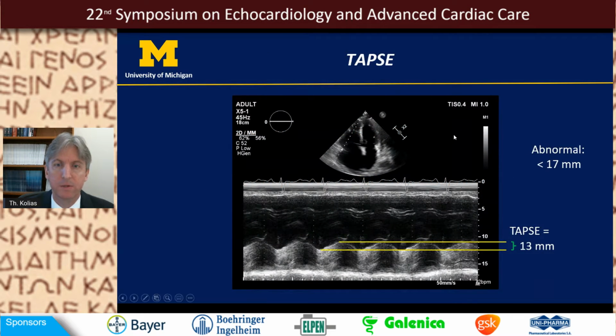So this is how we measure TAPSE in this patient that I just presented. We perform M-mode through the tricuspid annulus, and this allows us to measure the motion of the annulus at the end of diastole and then at the end of systole, and measure the distance that it traverses, which in this case was 13 millimeters, with abnormal being less than 17 millimeters.